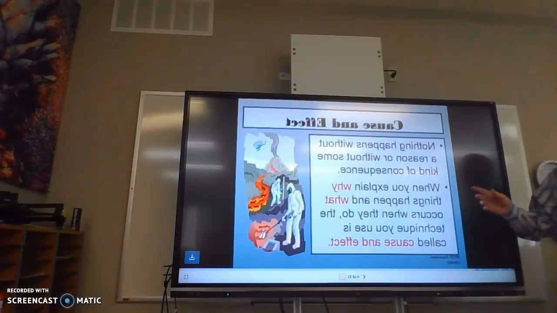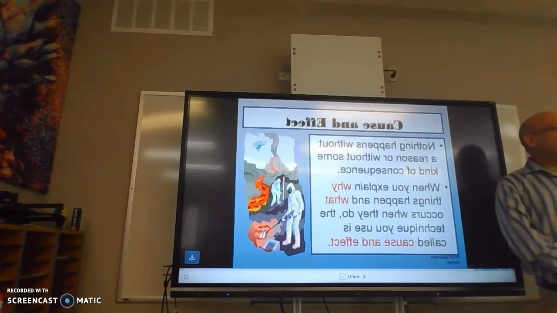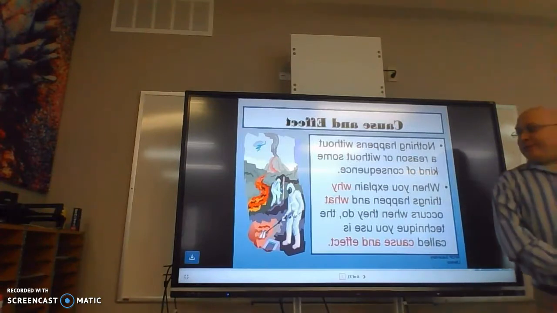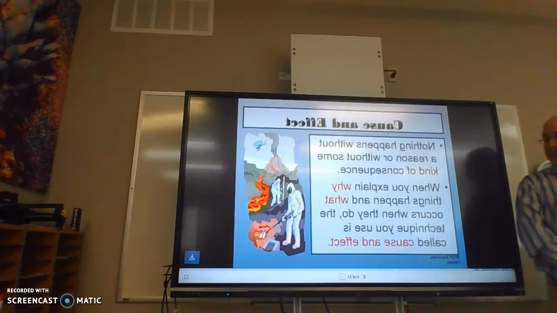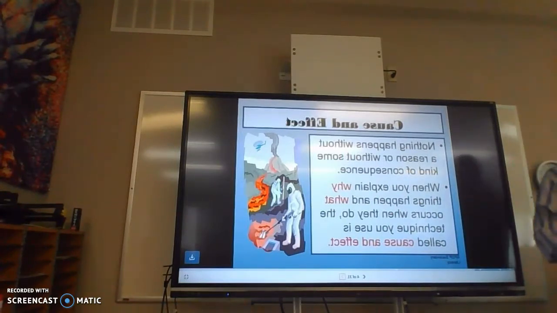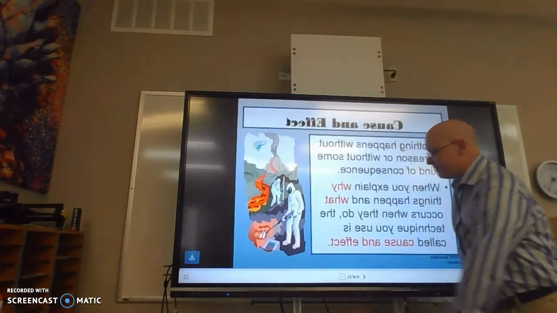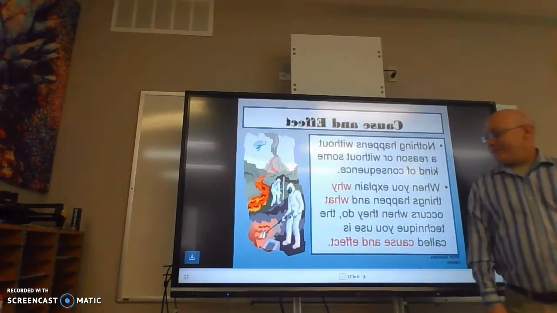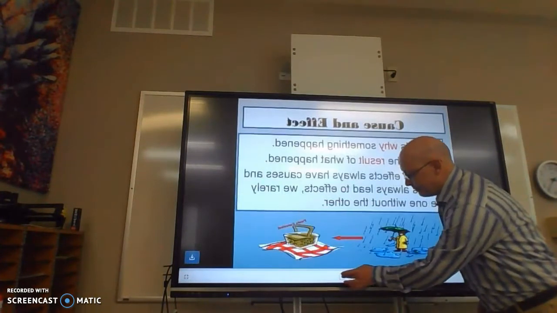So nothing happens without a reason or without some kind of consequence. When you explain why things happen and what is happening, that uses a technique of cause and effect.